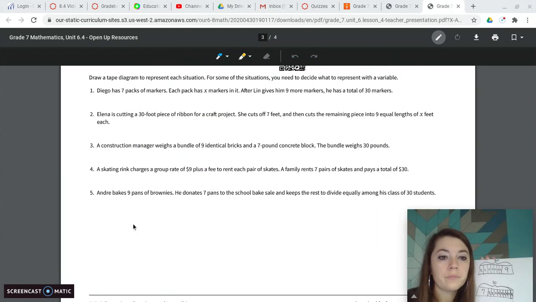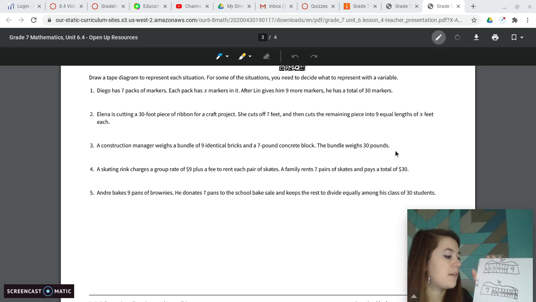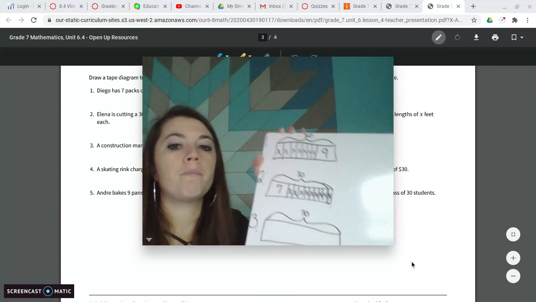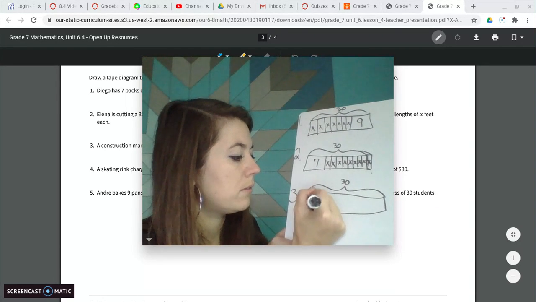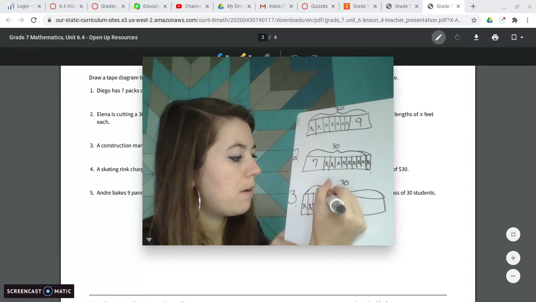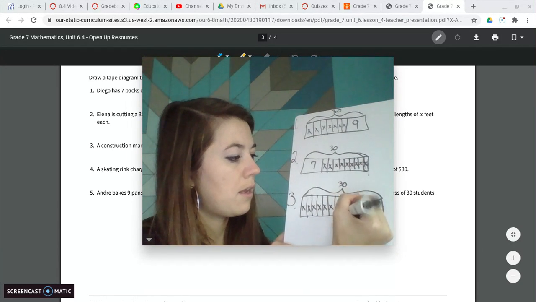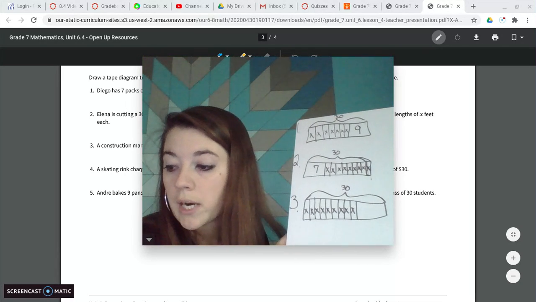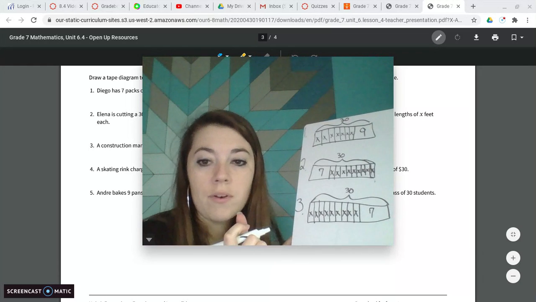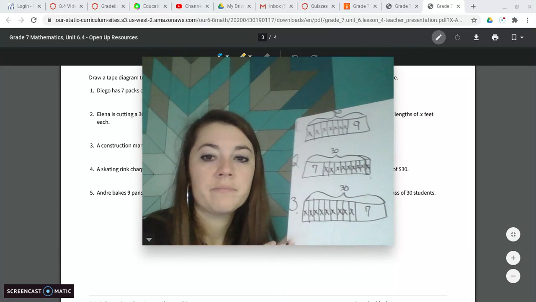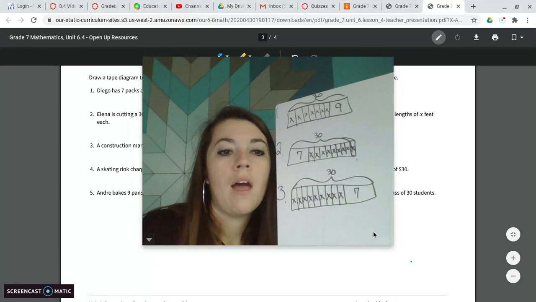All right, number 3. A construction manager weighs a bundle of 9 identical bricks and a 7-pound concrete block. The bundle weighs 30 pounds. So once again, it's going to equal our 30, in this case, pounds. So we've got our 30 pounds. Now he's got the 9 identical bricks. So 1, 2, 3, 4, 5, 6, 7, 8, 9. So there's his 9 identical bricks that are in his bundle, and then he's got a 7-pound concrete block, all of which combine equals 30 pounds. There's our tape diagram.